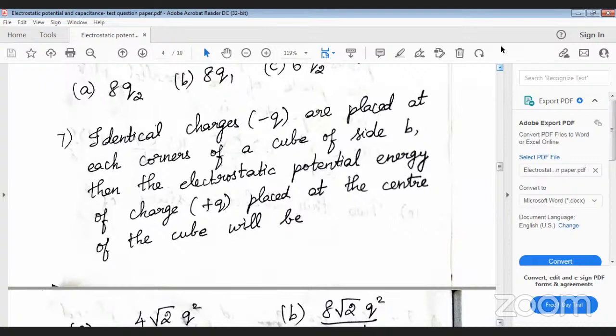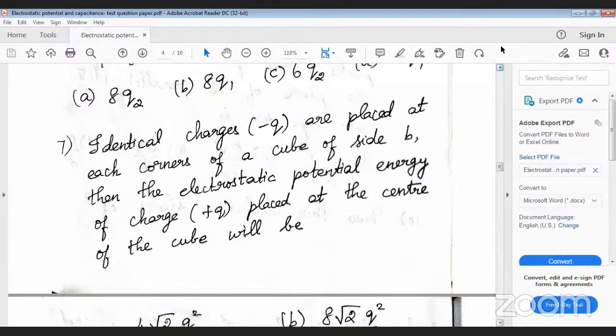So you need to understand the question first. Identical charges minus q are placed at each corner of a cube of side B. So before that, let me ask you a question. How many corners does a cube have? Totally, how many corners are there in a cube? Student: Sir, 8. Absolutely right. So totally, you have 8 corners in a cube.